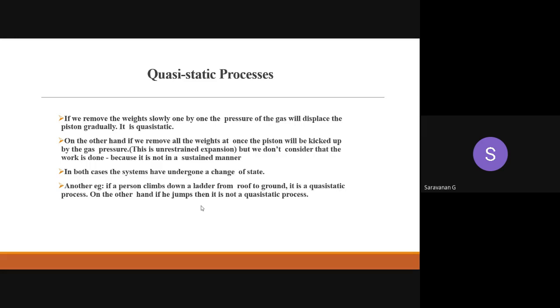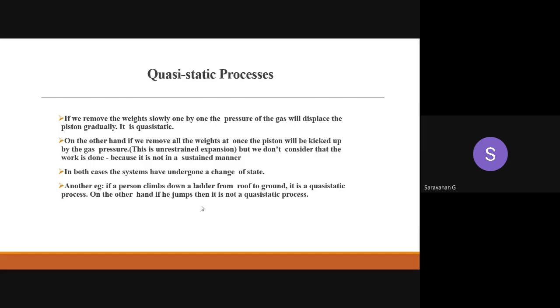You can imagine one person on the roof of a tree, using the ladder to come down to the ground. Slowly he comes down one by one: first state, second state, third state, like that. He attains each and every state of the ladder. That kind of process is a simple example of a QS process, or quasi-static process. Suppose he suddenly jumps directly from the tree to the ground, it is not a QS process. That's an example.